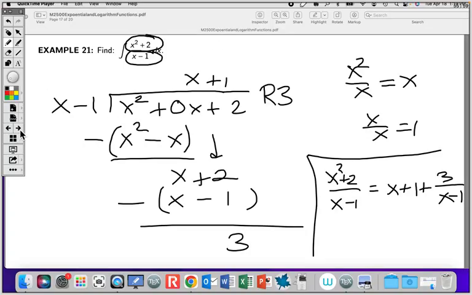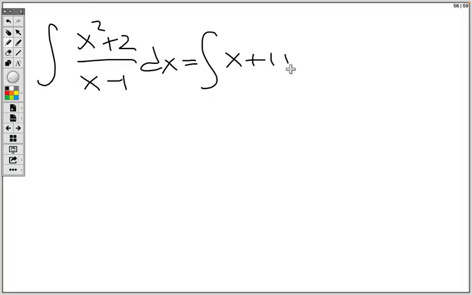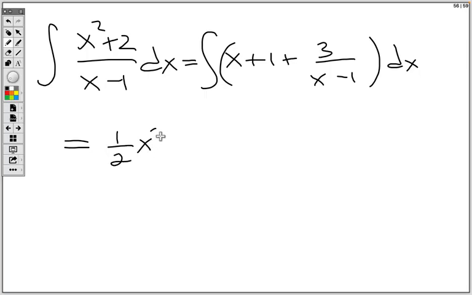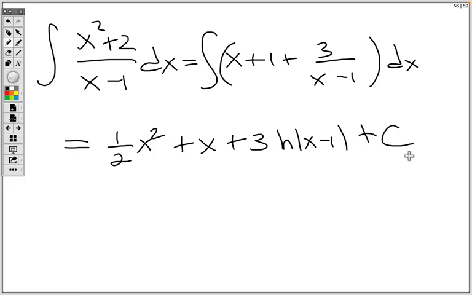So the integral of x plus 1 plus 3 over x minus 1 dx. The integral of x dx is going to be 1/2 x squared, plus the integral of 1, which is x, plus 3 times the integral of 1 over x minus 1 dx. That'll be the natural log of the absolute value of x minus 1, plus a c.